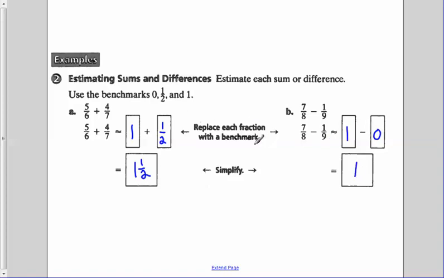The way that we look at this is we don't have common denominators, and we can't add or subtract fractions without common denominators. So this way we can see whether our answer is going to be reasonable when we find the actual answer.